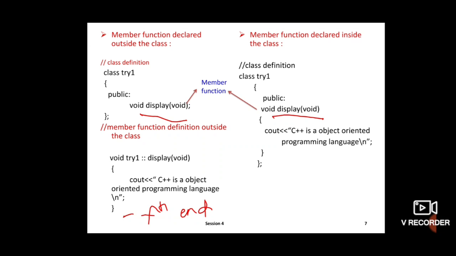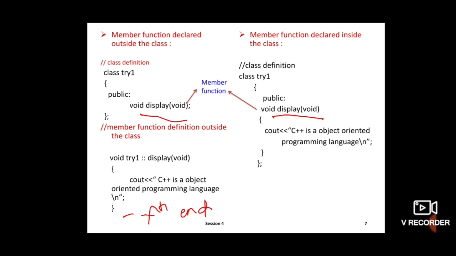Now see, for a member function declared inside the class, first declare a class, try1, same example, then begin, access specifier public, colon, void display void, the same functions are used. Then immediately after declaring this member function write begin, and whatever coding goes in display, write it immediately after declaring the member function. Then cout C++ is an object oriented programming language. This is the end of this display function and this is the end of this class.